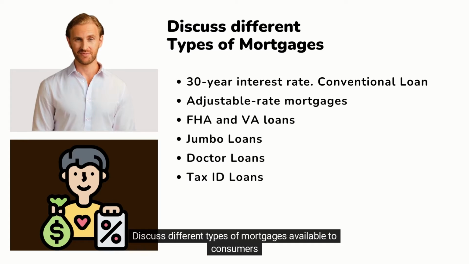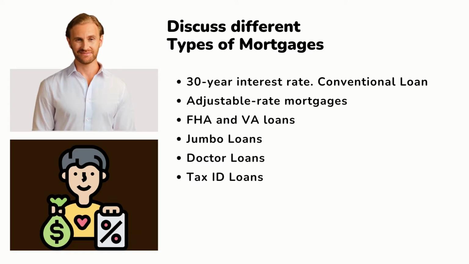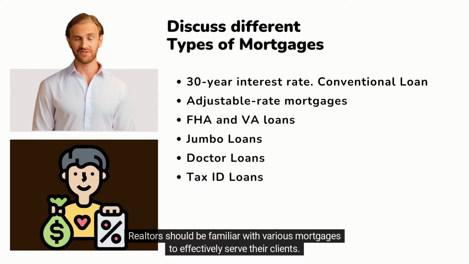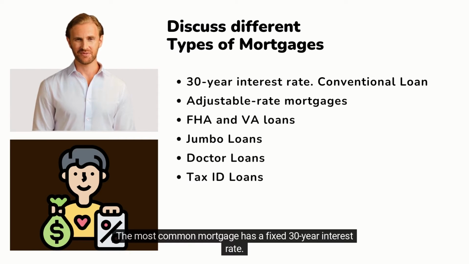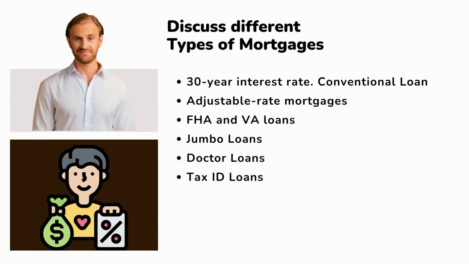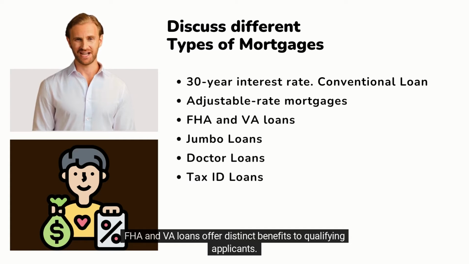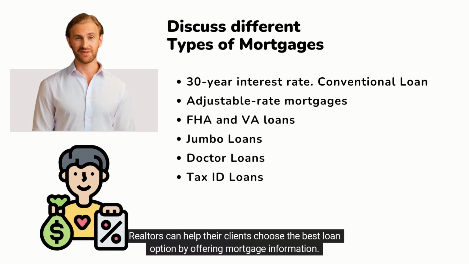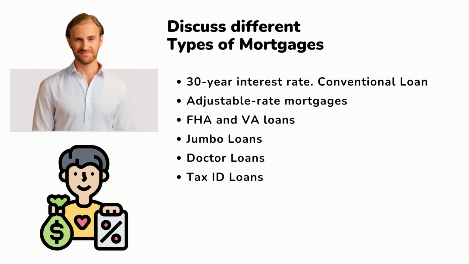Discuss different types of mortgages available to consumers. Realtors should educate consumers about available mortgages. Realtors should be familiar with various mortgages to effectively serve their clients. The most common mortgage has a fixed 30-year interest rate. Adjustable rate mortgages have changing interest rates. FHA and VA loans offer distinct benefits to qualifying applicants. Realtors can help their clients choose the best loan option by offering mortgage information.